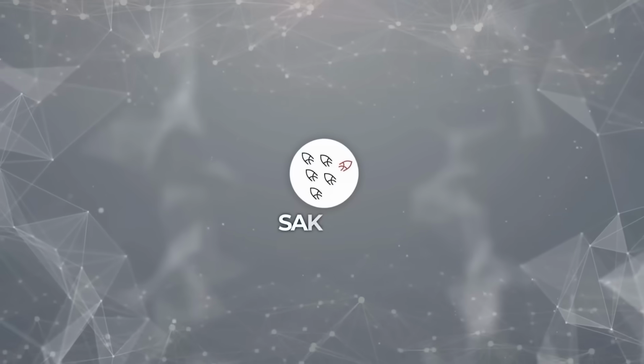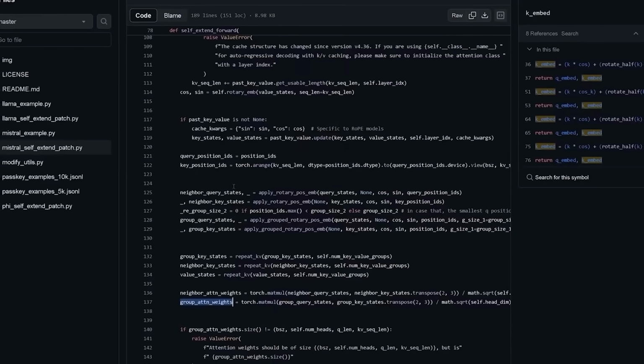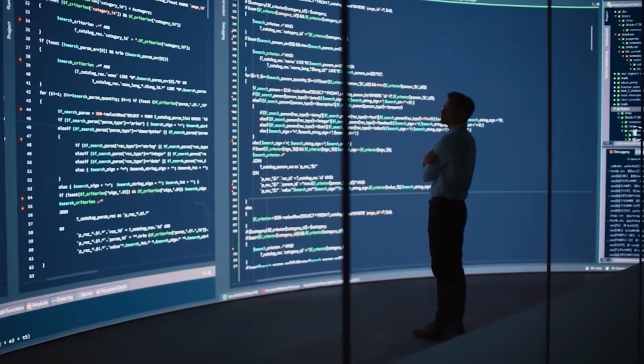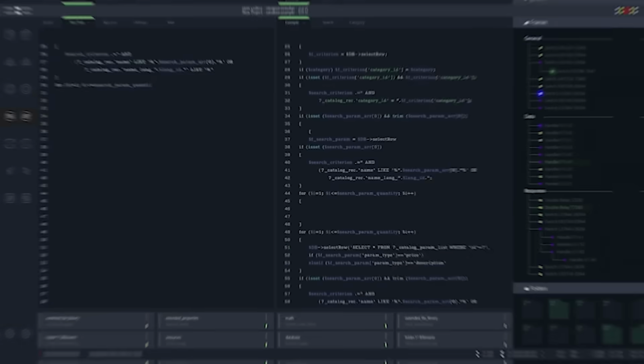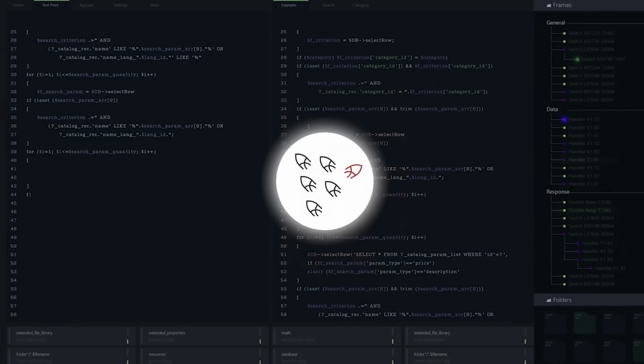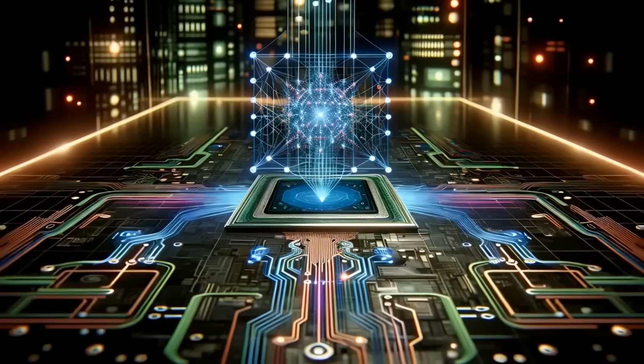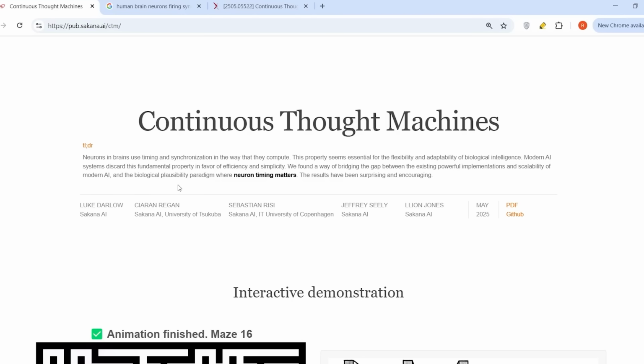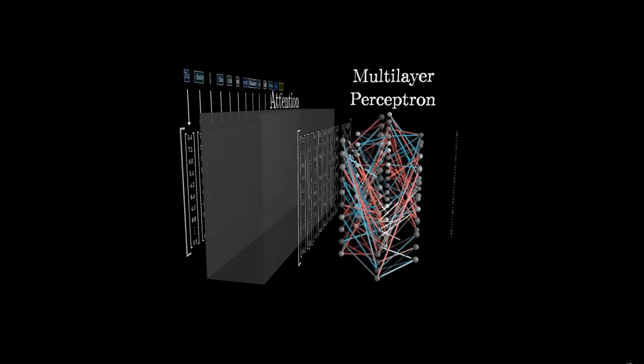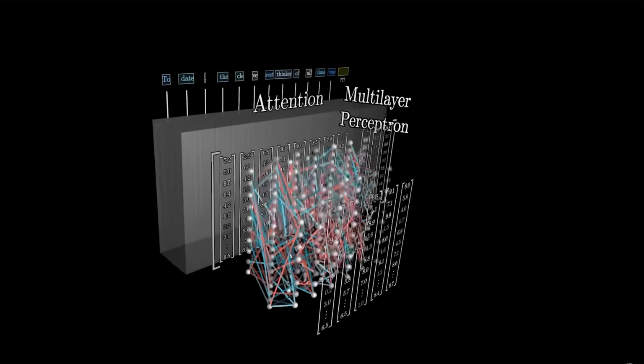A new AI architecture just dropped, and it doesn't run on transformers. It doesn't rely on fixed layers or static attention. It thinks, using time, memory, and internal decision-making, like a brain. It's called the Continuous Thought Machine, built by the original minds behind Google's Transformer model.